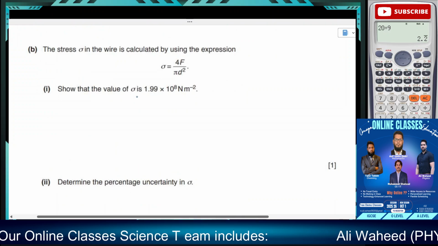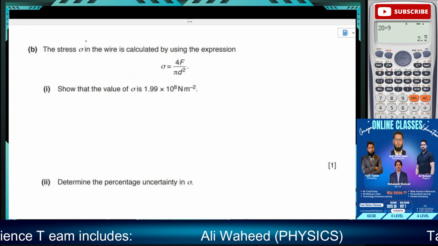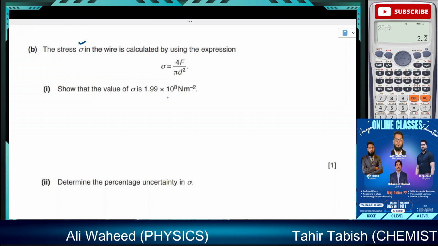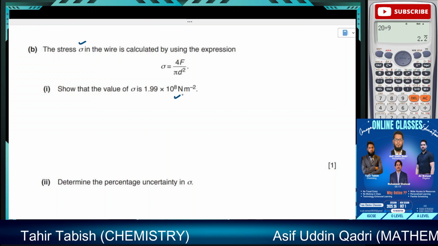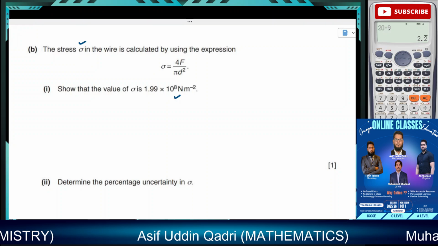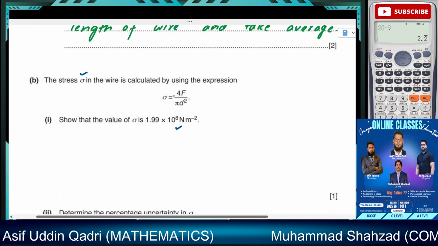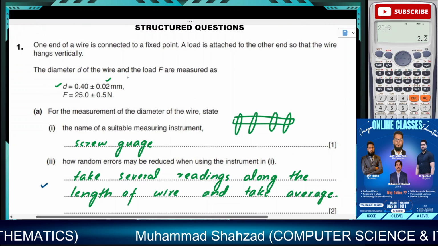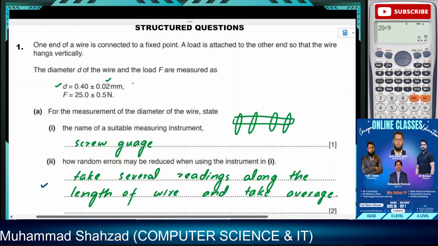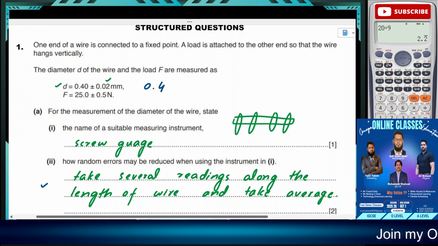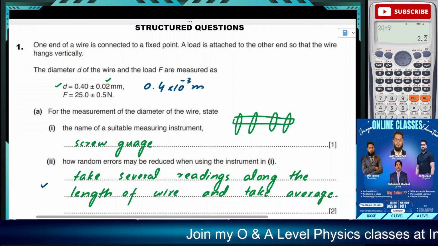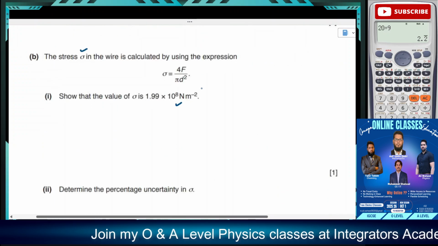Show that the value of sigma, which is the stress, is this much, and it has to be in Newton per meter square. What does that mean? The diameter has to be converted into meters. Only one conversion was there, 0.4 into 10 raised power minus 3 meters. So let's move on to this one.